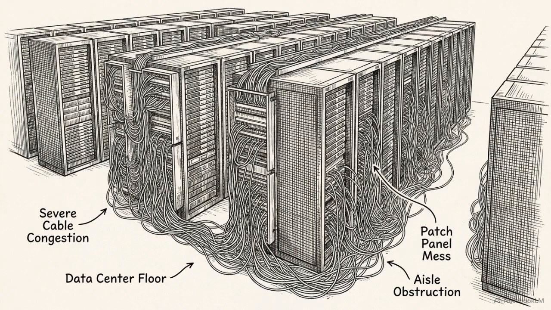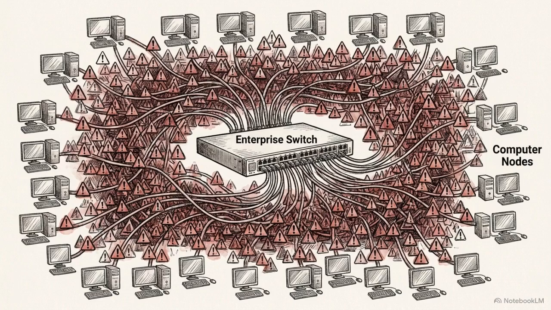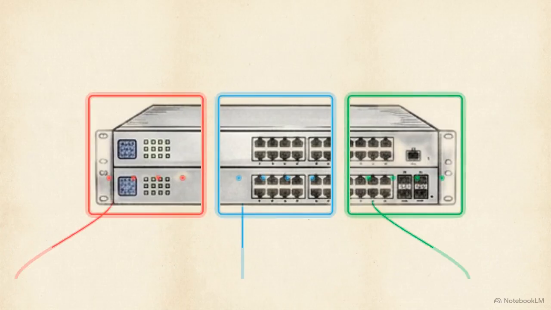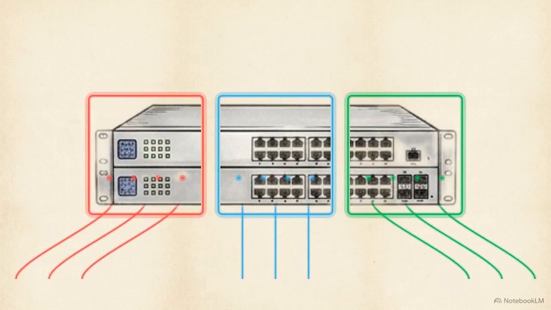Even with STP preventing loops, a flat Layer 2 network has a strict scalability ceiling. As you add more devices, the sheer volume of background broadcast traffic ultimately starves the hosts of usable bandwidth. To control this, engineers deploy virtual LANs, or VLANs. This artificially slices a single physical switch into multiple isolated broadcast domains.